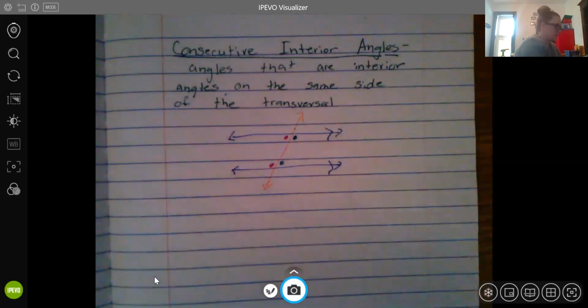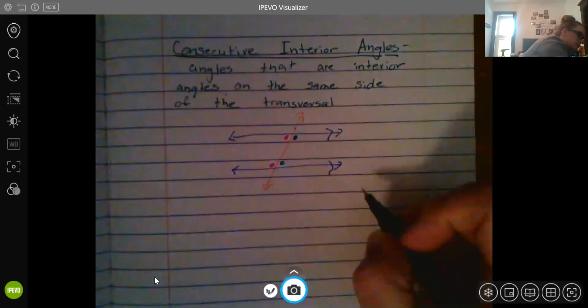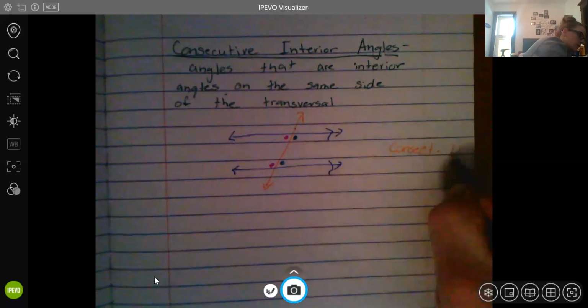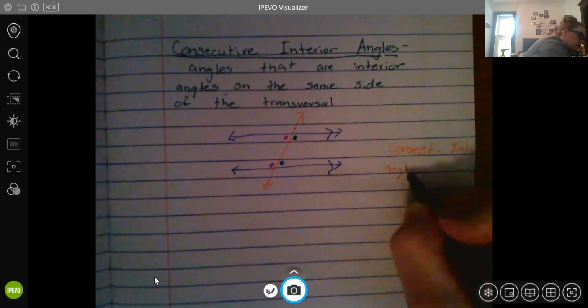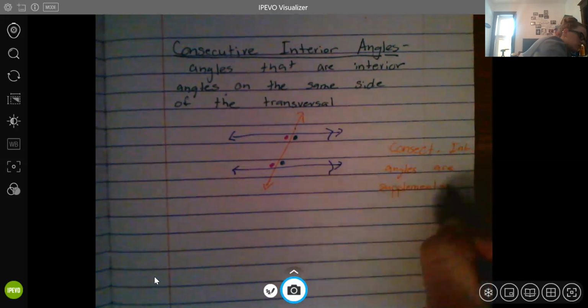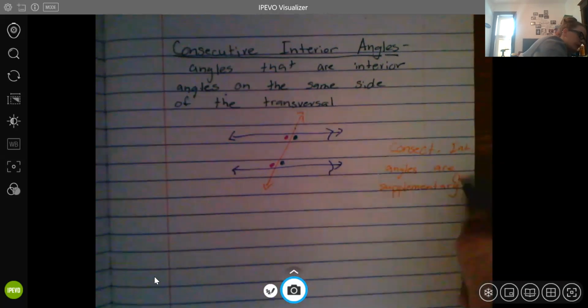Now, consecutive interior angles have a certain relationship with their measures, and consecutive interior angles are supplementary. So we will say consecutive interior angles are supplementary. And just remember, supplementary means that they add up to 180 degrees.